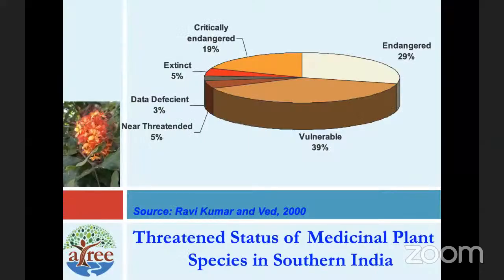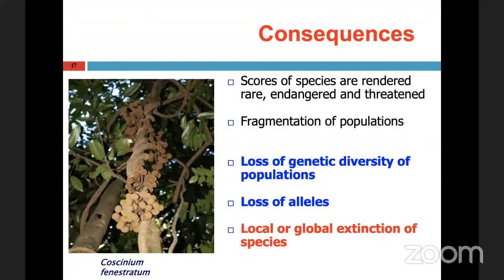If you look at the threatened status of medicinal plants in India, almost 19% are critically endangered, 29% are endangered, and about 39% are vulnerable species. So a large number of medicinal plant species are under threat, largely because of over extraction and because many of these populations are fragmented. Consequently, because of over extraction, scores of species are rendered rare, endangered, or threatened. There's fragmentation of populations, and there is loss of genetic diversity and loss of alleles. And because of all this, it could lead to global extinction of species.